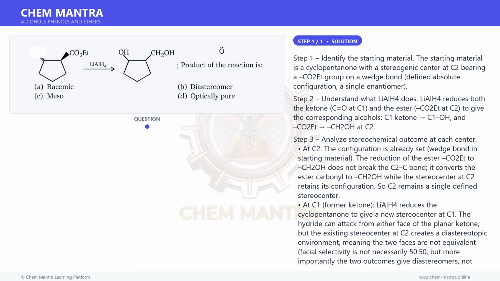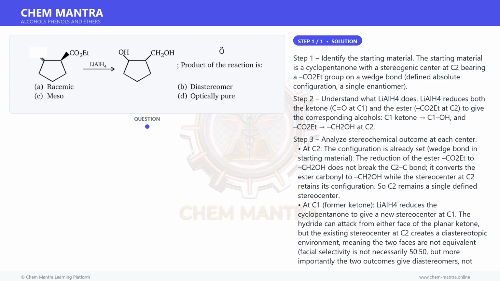C. Meso. A meso compound requires an internal plane of symmetry that makes the molecule achiral despite stereocenters. The cyclopentane ring with OH and CH2OH substituents does not possess the necessary internal symmetry for a meso compound here. D. Optically pure. Optically pure would mean a single stereoisomer is formed with 100% stereoselectivity at C1. LiAlH4 is not stereospecific enough to guarantee complete facial selectivity, and the question implies a mixture is obtained.